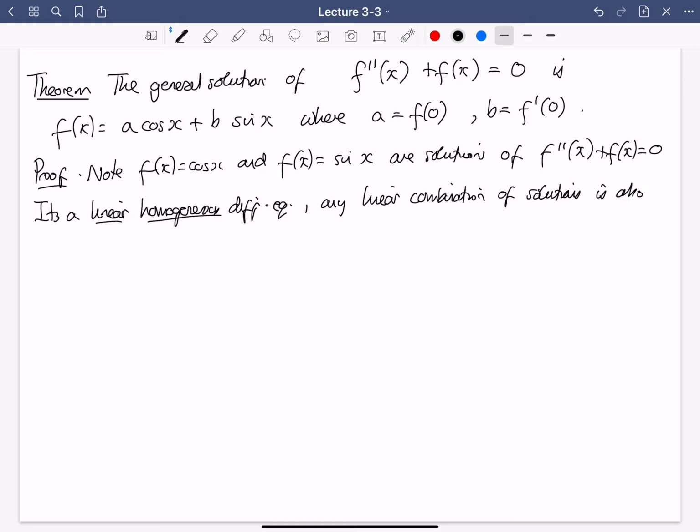is also a solution. So I'm trying to sneak in a few words here without fully defining them. I just think it's good to get used to these words in an example. Linear combination means something like a scalar multiple of one of the solutions plus a scalar multiple of the other solution. So that's a linear combination of cos x and sin x. So that checks that a cos x plus b sin x is a solution.